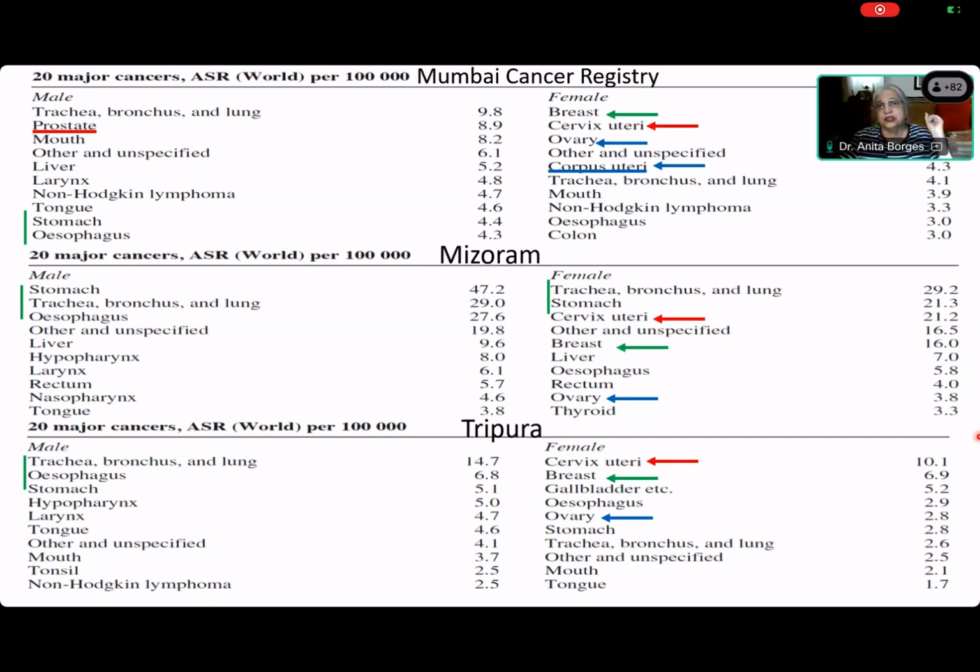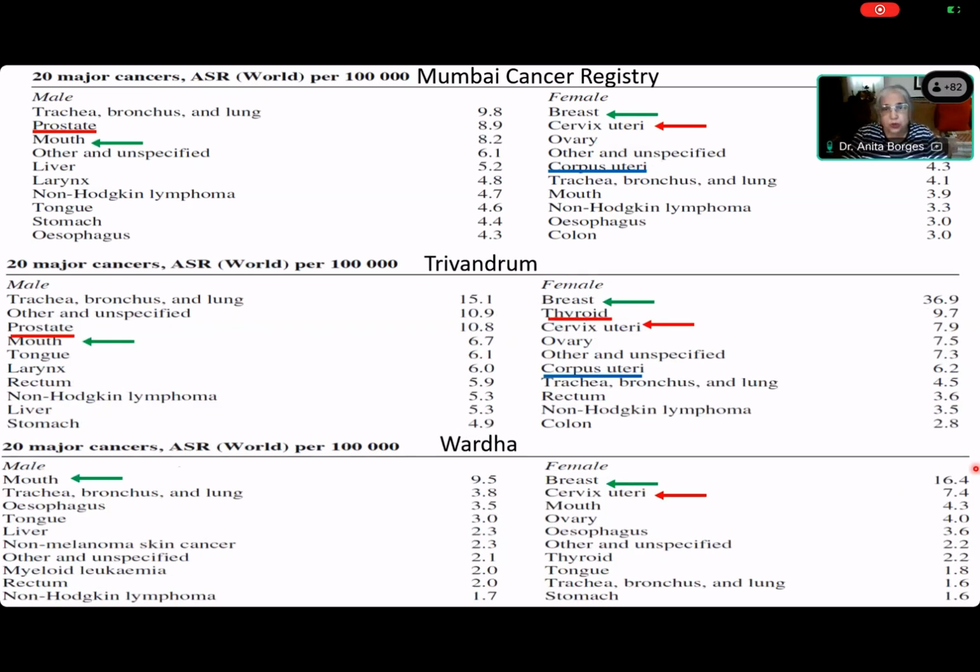population. Okay, you see that cervix uteri is 10.4 here. Look at the breast, 32.7, and if you go down to breast in Tripura, it is 6.9. Since you come from the south, you might like to know that in Trivandrum, breast has also overtaken cancer of the cervix, and it's a high incidence now, 36.9. And then research goes on as to why this happens.